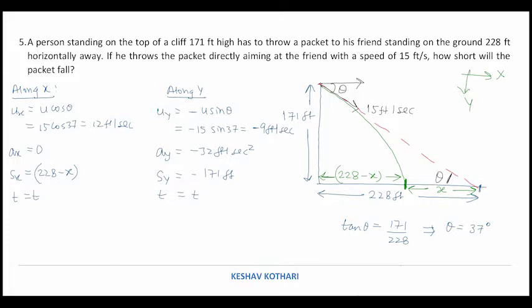So if I solve along the y-axis, then the equation will be displacement along the y-axis is equal to ut minus half 32 t squared. So basically I have used the equation that displacement along the y-axis is equal to initial velocity along y times t plus half acceleration along y times t squared. So if we solve this equation, we obtain t equal to 3 seconds.